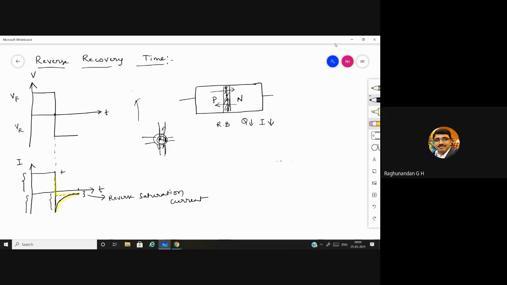The time taken to reach the reverse saturation level by the diode is known as reverse recovery time. So the reverse recovery time is the time required for the current to decrease to its reverse saturation level. I repeat, it is the time required for the current to decrease to the reverse saturation level. That time is known as reverse recovery time. So the total time is this much. We represent it by TRR, the reverse recovery time.